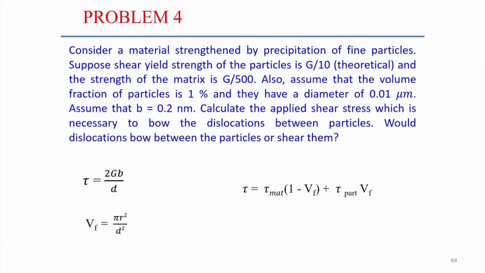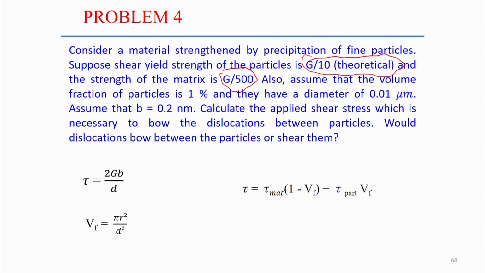Now if you look into problem 4, here we consider a material strengthened by precipitation of fine particles. Suppose the shear yield strength of the particle is G by 10. That is the theoretical strength that we discussed, G by 10, where G is the shear modulus, and the strength of the matrix is G by 500. So these are the two strength levels given.